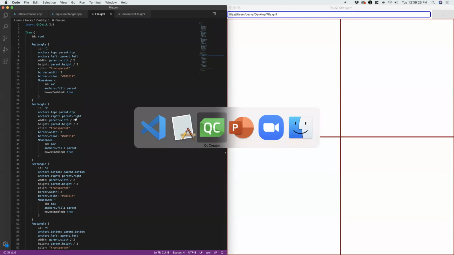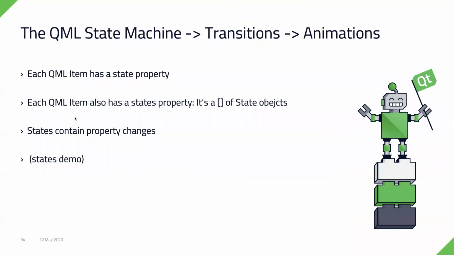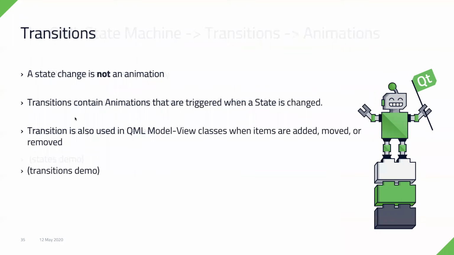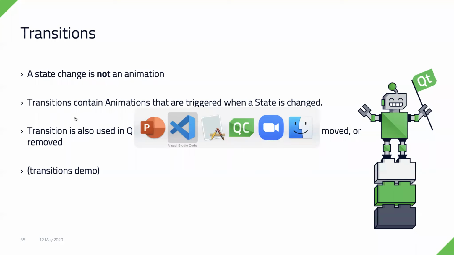Okay, very simple demo, but you may say that does not contain any animations, that just changes colors. And you'd be right, because a state change is not an animation. However, another thing every item has is a list of transitions, or an array of transitions. And these transitions are called whenever that state is triggered, whenever the state changes.